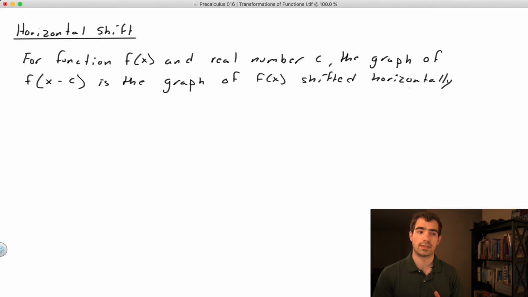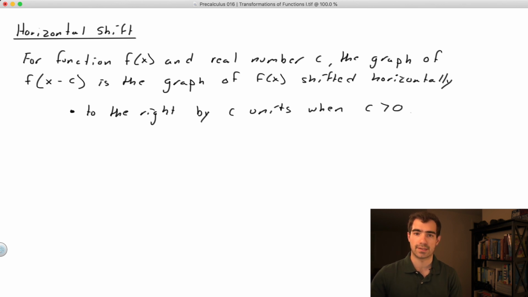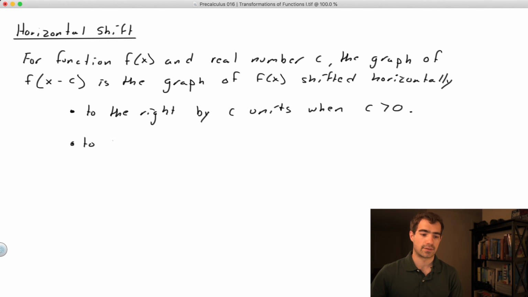And similarly to the vertical shift value of d, whether c is positive or negative is going to determine whether or not this shifts us to the right or to the left. And so this will shift horizontally to the right by c units whenever c is positive, so when c is greater than 0. And so it shifts towards the positive axes, or towards the right, when it is a positive number. Similarly, this will shift to the left towards the negative side of the axes by c units when c is negative, or in other words, when c is less than 0.